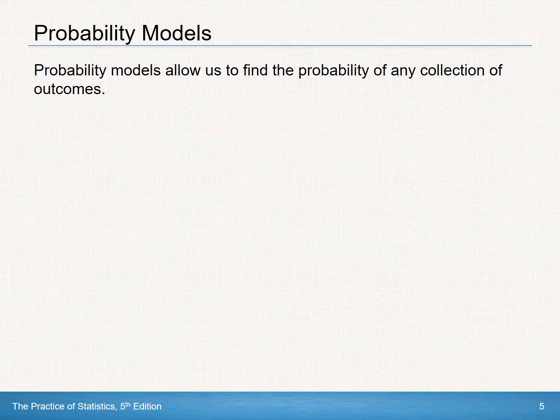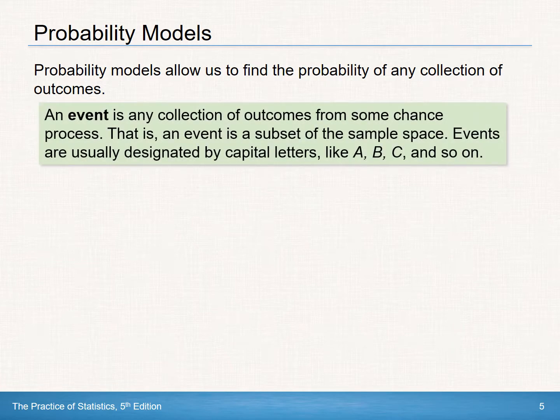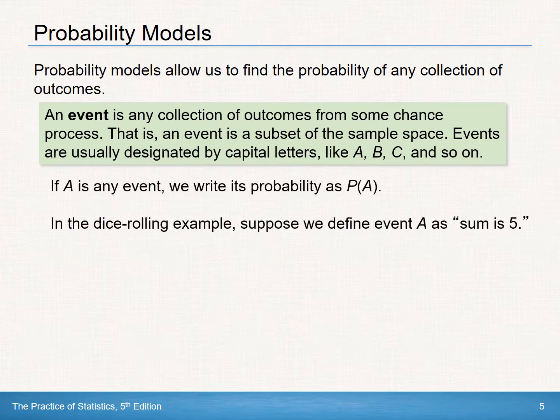Probability models allow us to find the probability of any collection of outcomes. An event is any collection of outcomes from some chance process. That is, an event is a subset of the sample space. Events are usually designated by capital letters like A, B, C, and so forth. So if event A is what we're talking about, we write it as the probability of A, P(A).